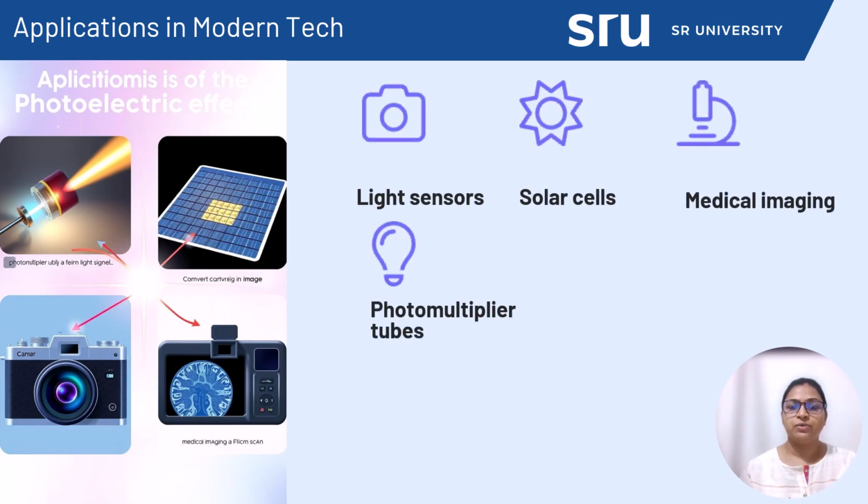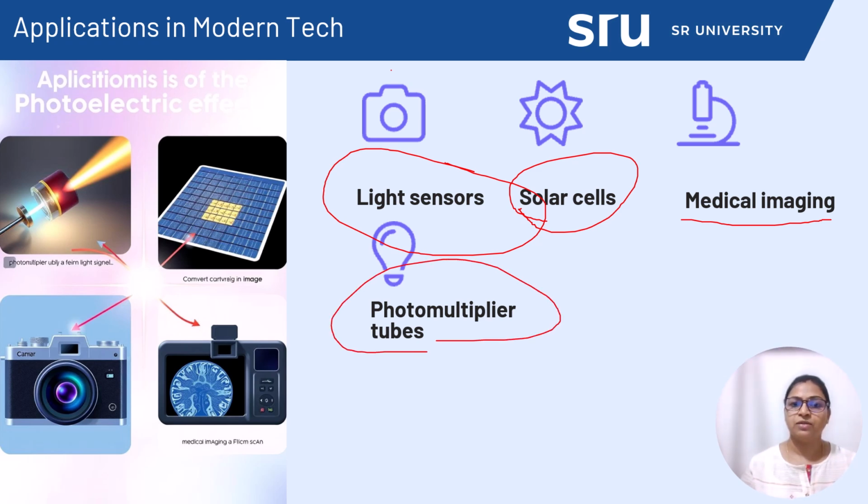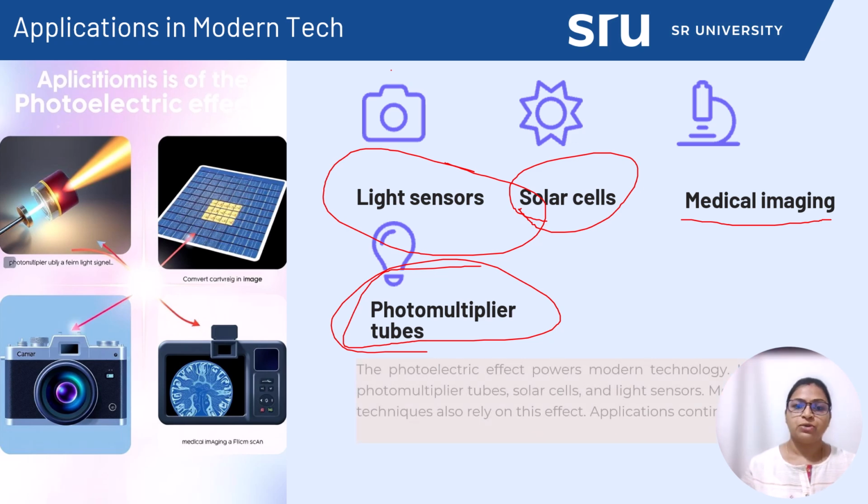It can be used as a light sensor, and in solar cells. This concept is also widely used in medical imaging, and another important use is in photomultiplier tubes. So basically this photoelectric effect powers our modern technology, from light sensors to photomultiplier tubes. In the modern age, in advanced lighting and sensitive experiments, tools or instruments, we are using photoelectric concepts.